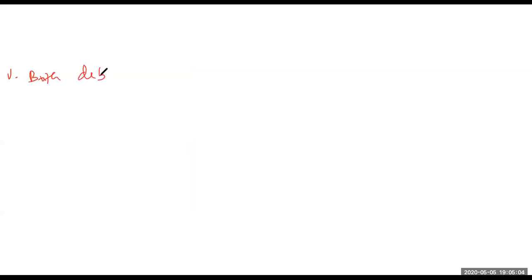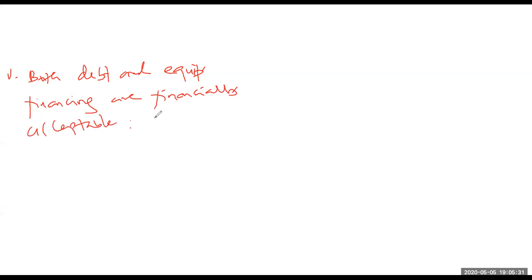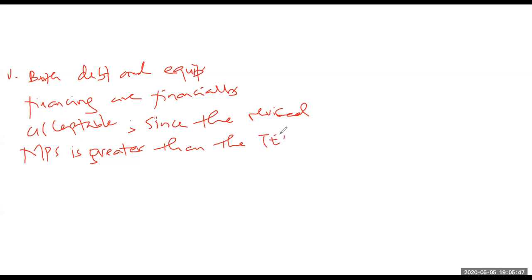So for both debt and equity, don't forget this is for the comment. Don't forget it's going to be a Word document that you'll be using in your main exam, so you need practice on that. So both debt and equity financing are financially acceptable, since the revised market price per share is greater than the theoretical ex-rights share price, and the financing alternatives are good methods of finance for the company.